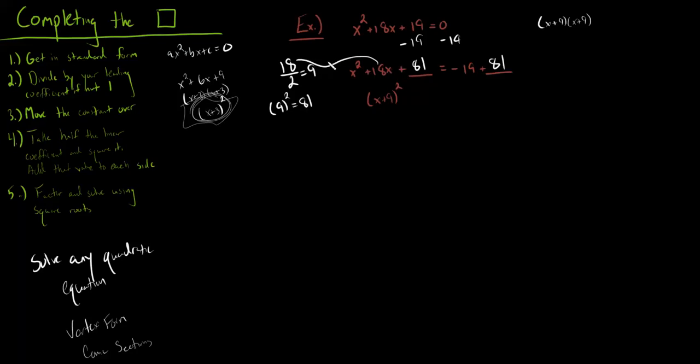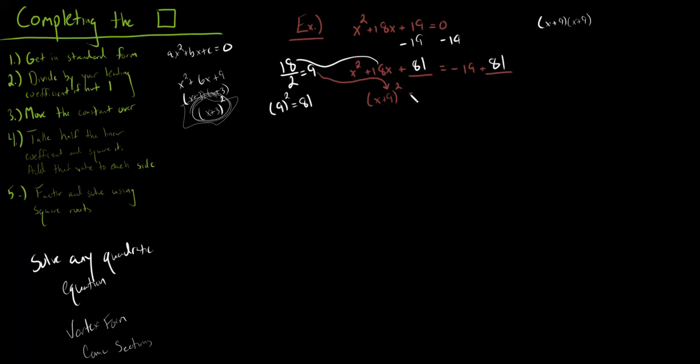A little tidbit of information: half of the linear coefficient is always going to be the number inside those parentheses. Half of 18 was positive 9, and I got a positive 9 in those parentheses. That's how we complete the square. That is why this becomes x plus 9 quantity squared, because we took half of 18, which got us 9, and we squared 9 to create the perfect square, 9 squared, which is 81.